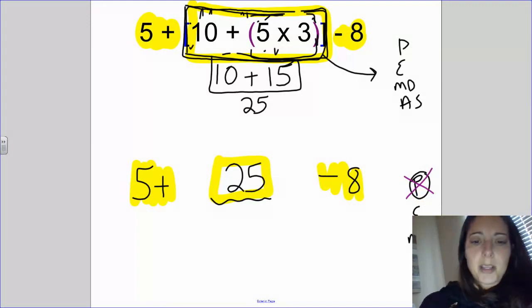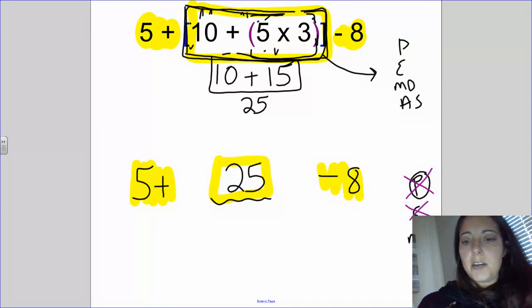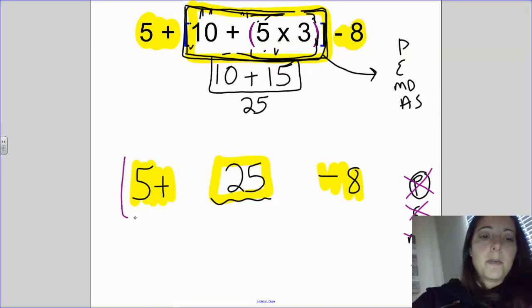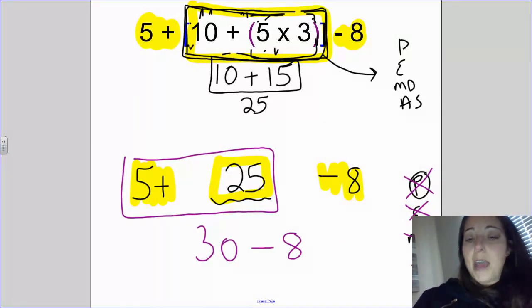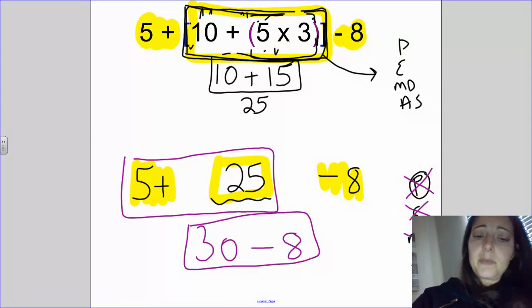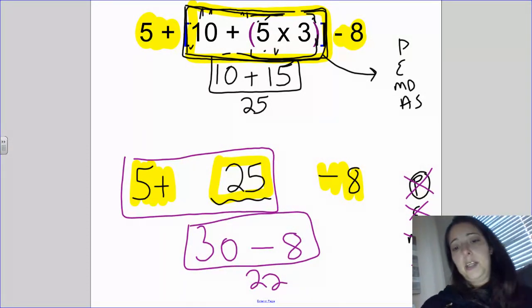I don't have any more parentheses. I don't have any little e. Multiplication or division, I don't see. But I do have addition or subtraction. Actually, I have two of them, so I'm going to go from left to right. First thing I see is 5 plus 25, which is 30, minus 8. And last package standing, 30 minus 8 is 22.